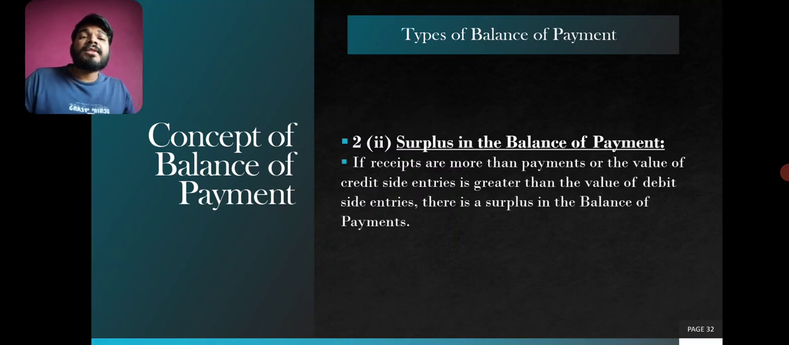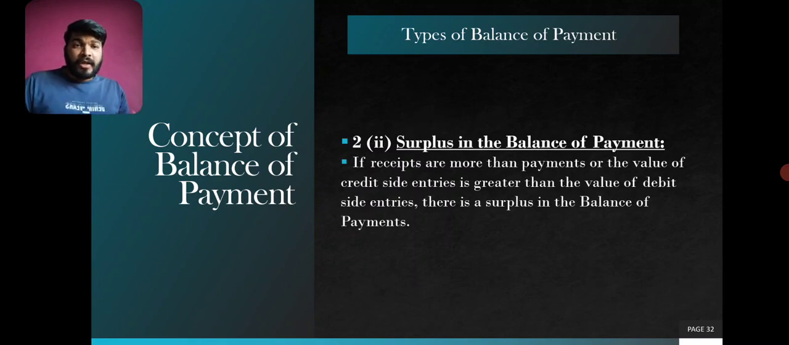Coming to the second one, that is surplus in balance of payment. Now we know what is deficit. In a deficit, we have to make more payment, meaning our expense is more, our payment side is more. So we find that the payment side is more than the receipt side. So that's why there is a deficit.